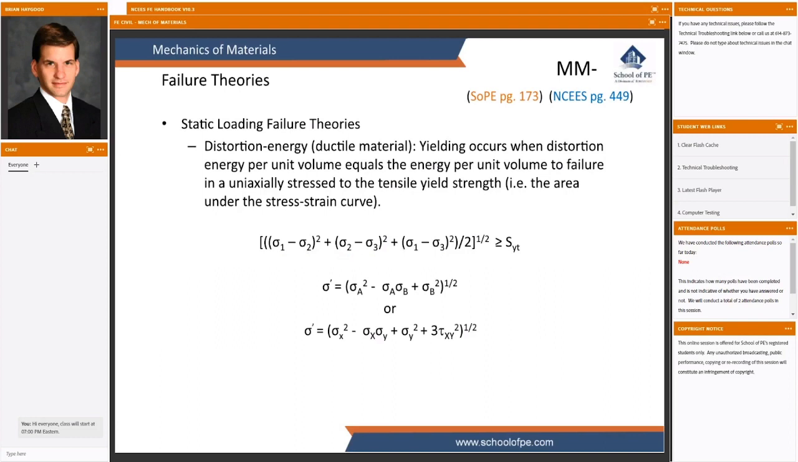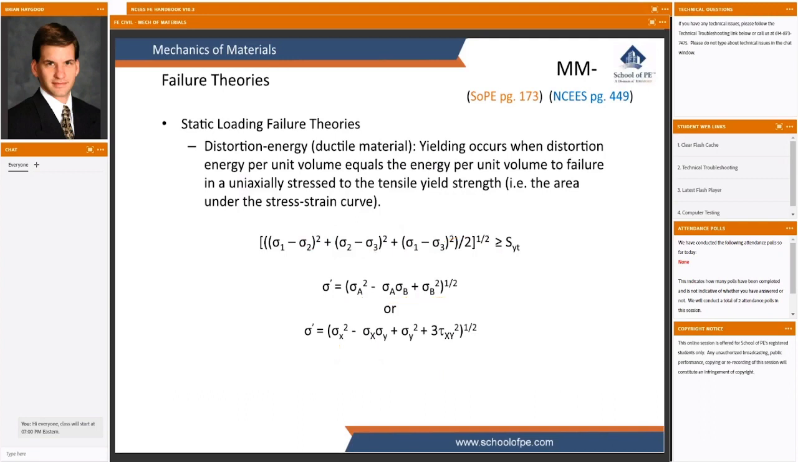If you only have two principal stresses, instead of caring about 1 and 2 and 3, we can just call them A and B. So for two principal stresses, this equation simplifies to the second equation. And even better still, if you don't want to bother calculating the principal stresses, but you'd rather just use your input stresses, sigma x, sigma y, and tau xy, well, you're free to do that as well. So we have these three versions of the distortion energy theorem.